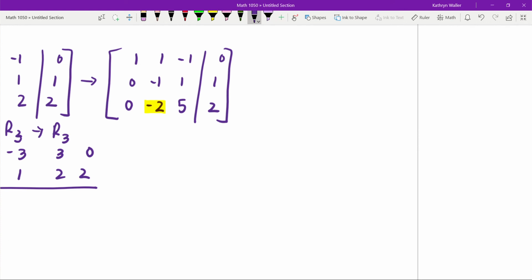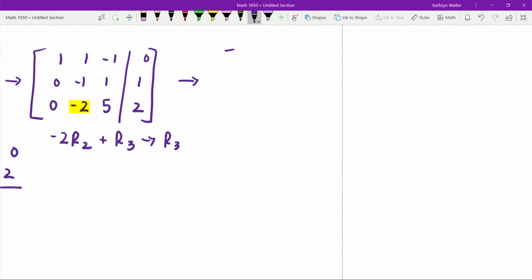Take that -1 in row 2, make it a +2, and pair it up with the -2. How do I do that? Multiply it by a -2. So I'm going to go -2 times row 2. That turns that into a +2. Added to row 3 becomes my new row 3.